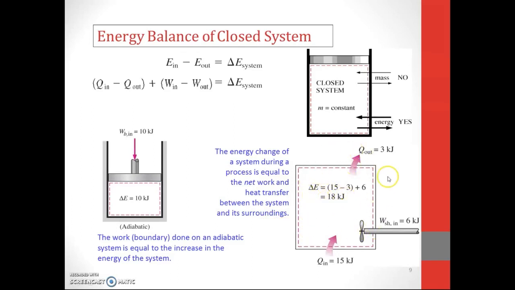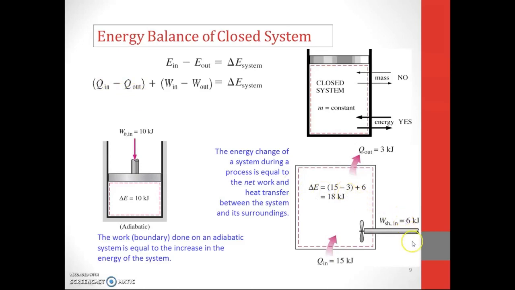You need to consider everything, the work and the Q. So Q being supplied is 15 kilojoule, so it is Q in. Q out is 3 kilojoule. But work in equals 6 kilojoule. So based on this equation, you have Q in is 15, Q out is 3 kilojoule, so delta Q is actually equal to 12 kilojoule.